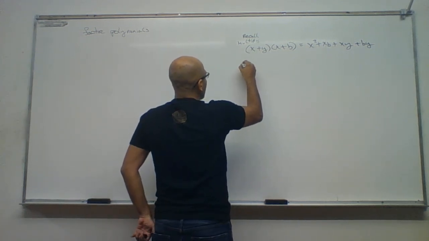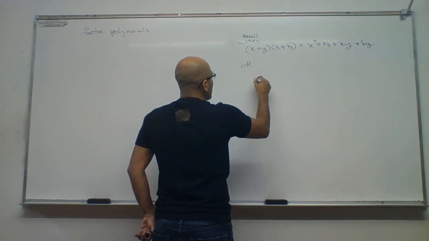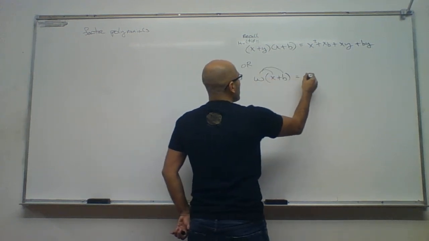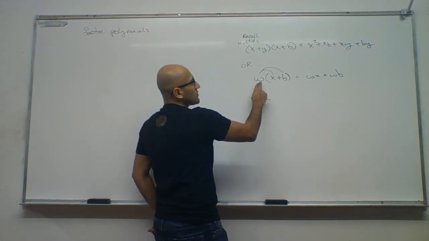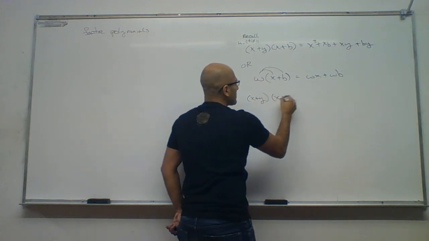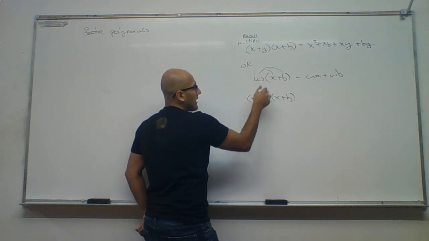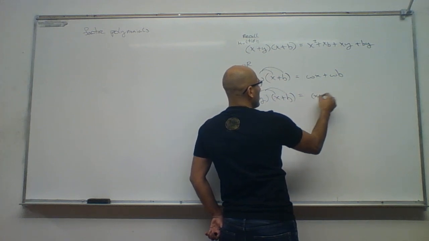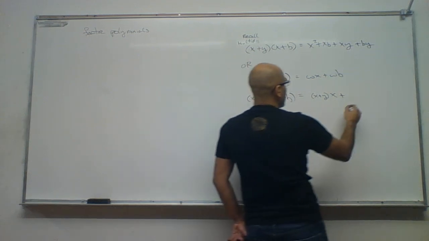Another way is the following idea. How would we multiply w times x plus b? Well, we distribute, so this would be equal to wx plus wb. Well, what if it wasn't just a w? What if it was a binomial like that one, x plus y times x plus b? We could FOIL, or what we could do is distribute this entire thing over there, giving me x plus y times x, plus x plus y times b.